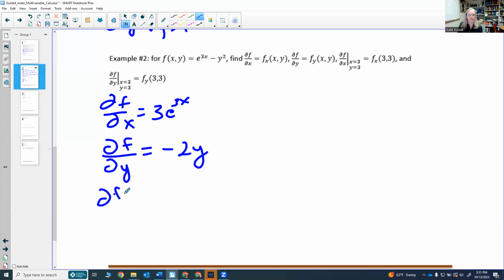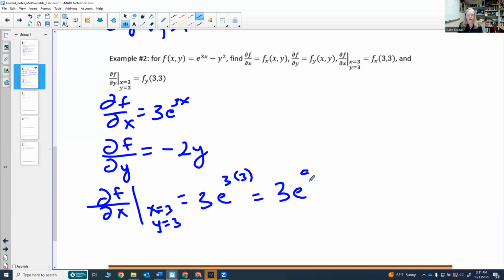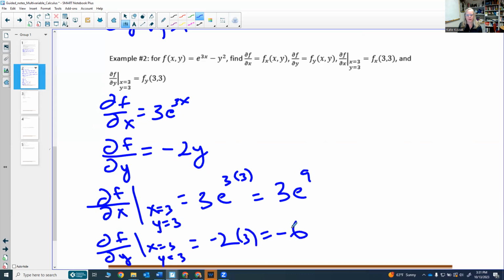Then find the derivative of f with respect to x when x is equal to 3 and y is equal to 3. That would be 3 e to the 3 times 3, or 3 e to the 9. And the partial derivative of f with respect to y when x equals 3 and y equals 3 would equal negative 2 times 3, which is equal to negative 6.